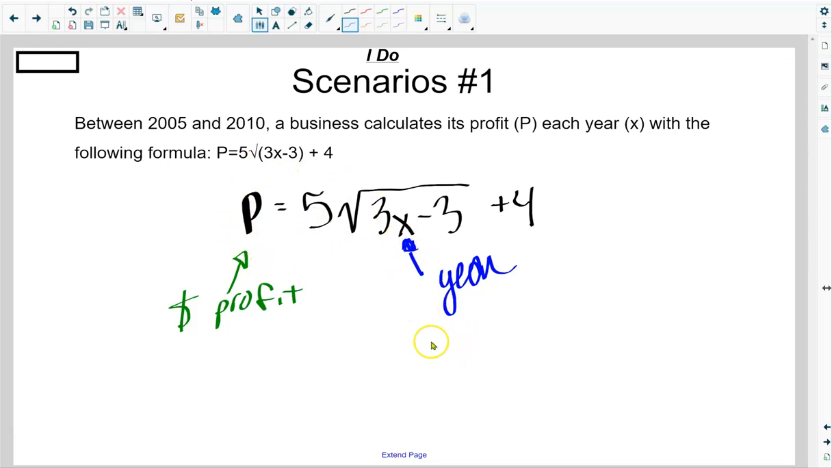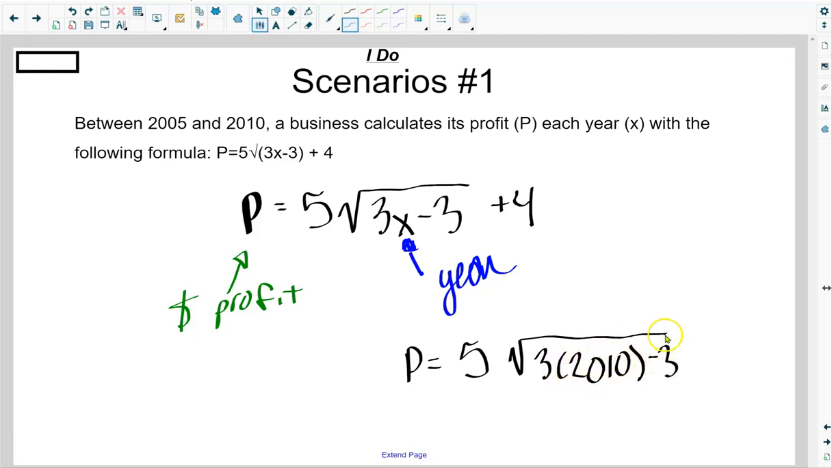So, for example, let's say you wanted to look at the profit in 2010. So you would put P equals 5, 3, 2010 minus 3 plus 4. Now here all you would do is do the math and P would equal whatever value you'd get there. All right.